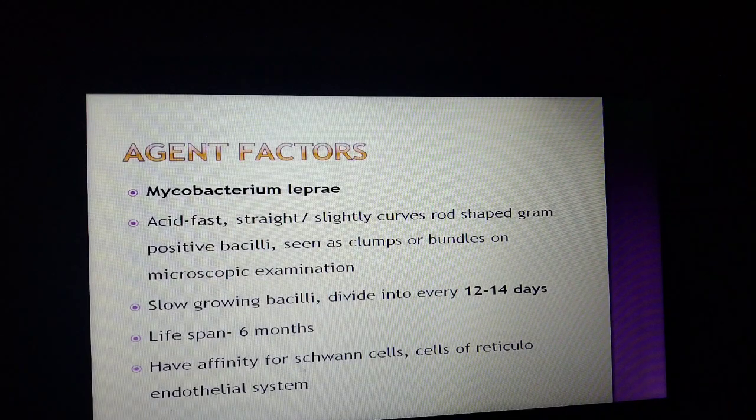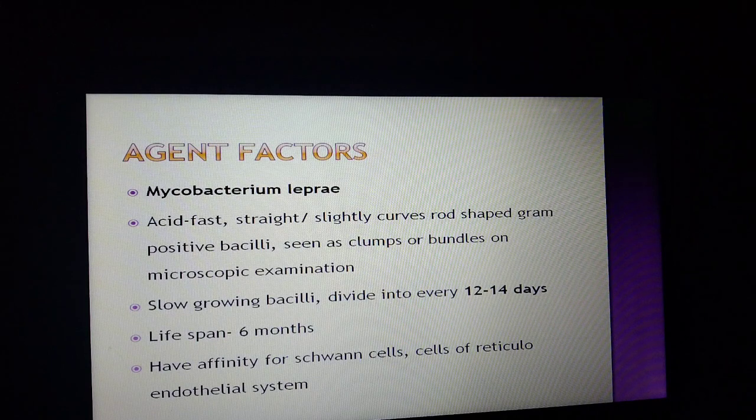It has an affinity for Schwann cells. What are Schwann cells? Schwann cells play essential roles in the development, maintenance, function, and even the regeneration of peripheral nerves in the body. It also has affinity for the cells of the reticuloendothelial system.